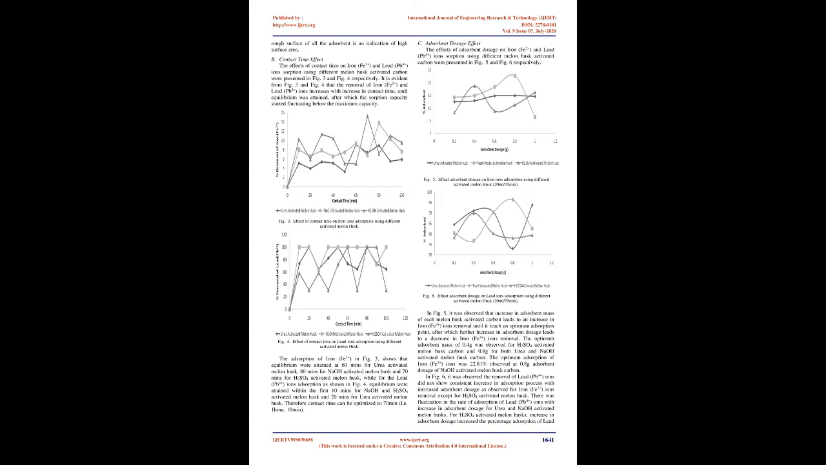The amount of the lead, Pb4+, and iron, Fe2+, ions adsorbed, Qt, mg/L, at time t, was calculated by using equation 1. Qt, mg/L, equals (Co − Ce) × V/M, (1). Where Qt, mg/L, is the adsorption capacity of the melon husk activated carbon, Co and Ce are the initial and equilibrium adsorbate concentrations at a given time, t, respectively, V, L, is the volume of the adsorbate and M, g, is the mass of the adsorbent.